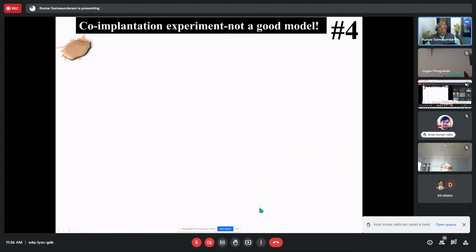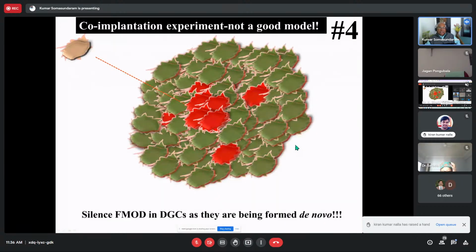an experimental evidence from the lab. A co-implantation experiment is not a good model because you are artificially injecting stem cells and the non-stem cells together from outside. That's not the way a tumor actually evolves. You have a normal stem cell which forms a cancer stem cell, and then it multiplies and also differentiates to form the bulk cells, and thereby the tumor is formed. So suppose during this formation of the non-stem cells or differentiated cells, if you silence FMOD using a conditional silencing method, what would happen to the further growth of the tumor? That is a question we asked.